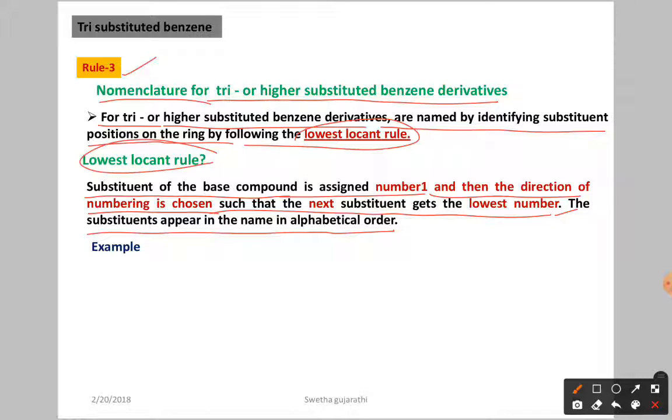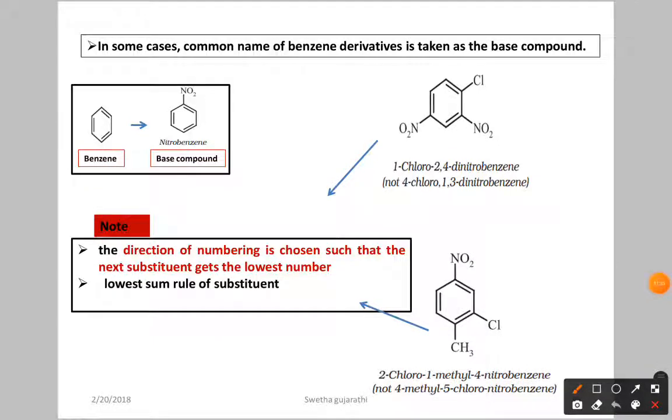Let us see examples now. In some cases, the common name of a benzene derivative is taken as the base compound. What does base compound mean? Here we have benzene, and if you have an NO2 group on benzene, that is called nitrobenzene. This is an example of a base compound. Anyhow, we are not focusing on that much; simply, we are going for the lowest sum of the substituents.